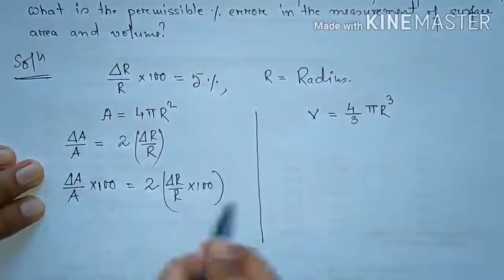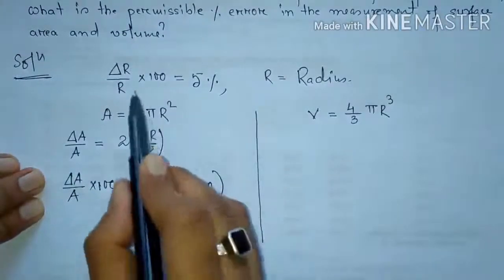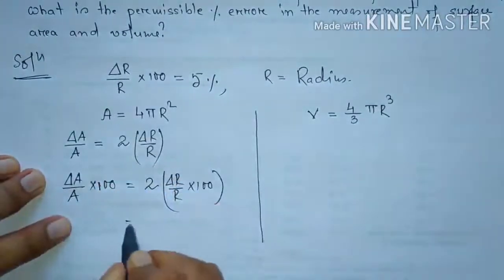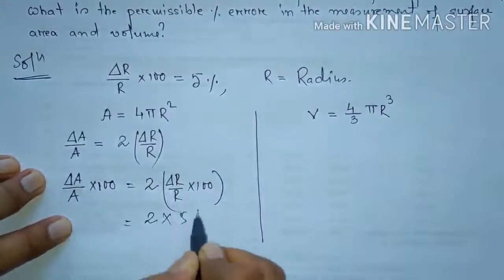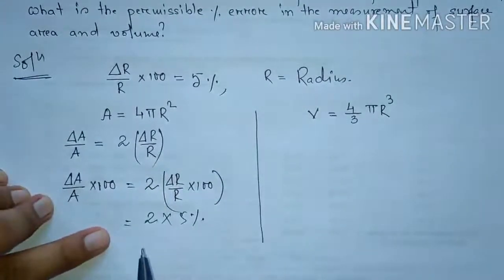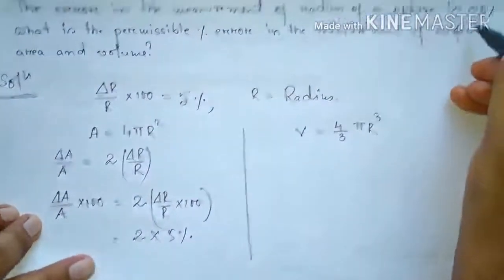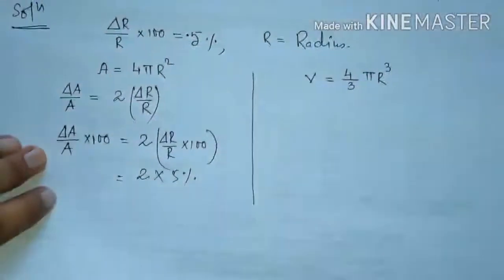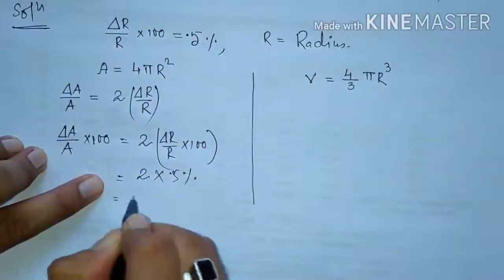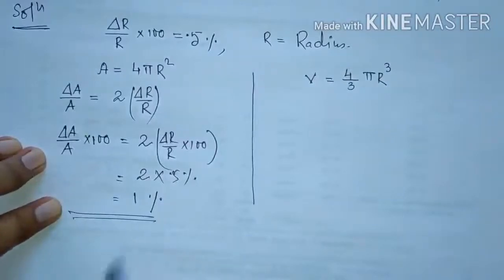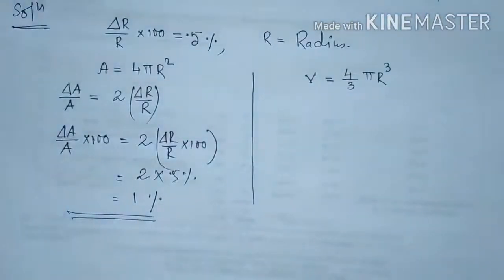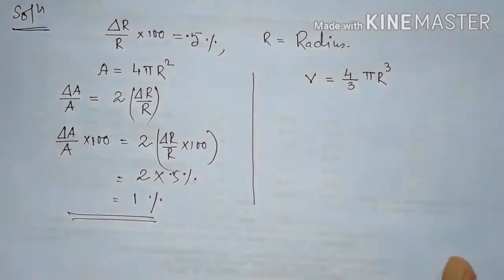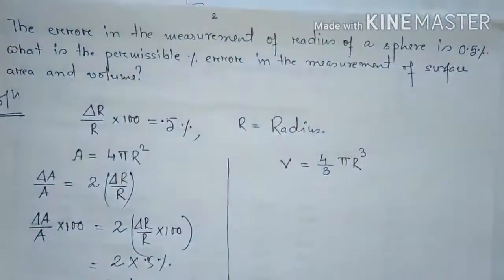That means I have multiplied both the sides by 100. Now as per the given condition, delta R by R into 100 is 5%. So it is 2 multiplied by 5%. So, not 5, it is 0.5. In the question it is 0.5, so I just forgot to put the 0.5. So 2 into 0.5, that means 1%. So this is the percentage error in the measurement of surface area when the radius of a sphere has a percentage error of 0.5%.